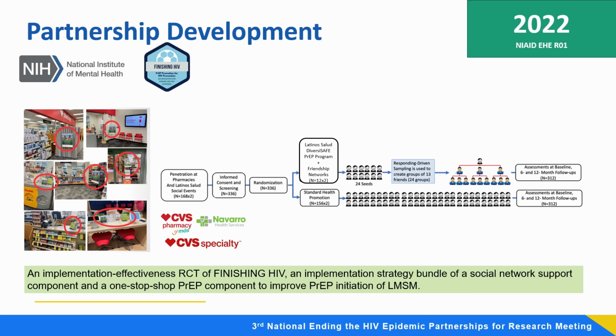And now we are implementing our second EHE R01, funded by NIAID. This is the randomized clinical trial Finishing HIV, on the implementation and effectiveness of Finishing HIV. Finishing HIV is an implementation strategy bundle of a social network support component and a one-stop PrEP component to improve PrEP initiation of Latino MSM. Participants are recruited at Latino Salud and CVS Health and randomized to 2 arms. In one arm, they receive the Latino Salud one-stop PrEP program called Diversity Safe, and they also receive friendship support. In the other arm, they receive a standard health promotion intervention. We collect information at baseline, 6, and 12 months.